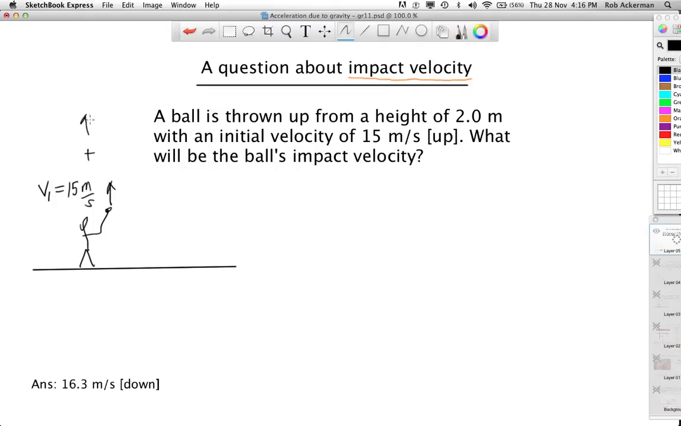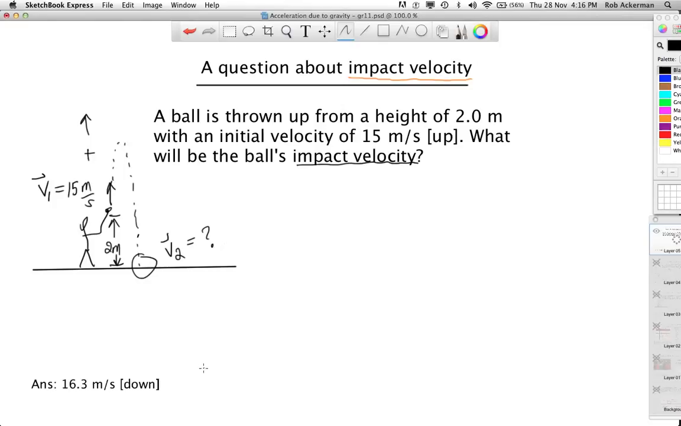Positive is up. This is 2 meters here. You can see I'm going quickly here because we've already covered this stuff. The ball goes up, up, up, up, up, down, down, down, down, down, down, down, and they ask for the impact velocity. That means the velocity when the ball impacts the ground, right here.